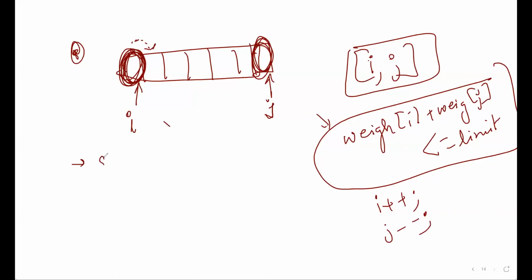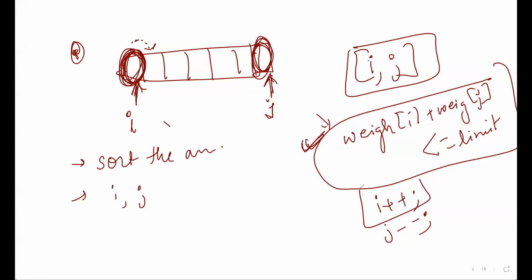So if I write the pseudocode for this, you need to sort the array and maintain two pointers i and j. One will be at the start, the other will be at the end. And you will try to form a pair if this condition is satisfied. If it is satisfied, you will send both of them, i and j, else you will send only i with it.